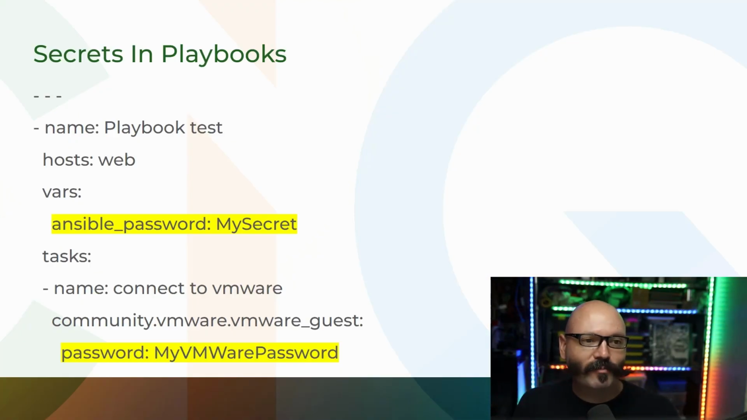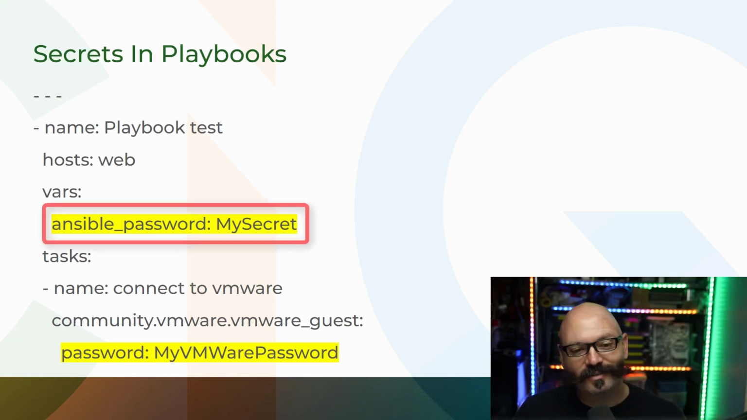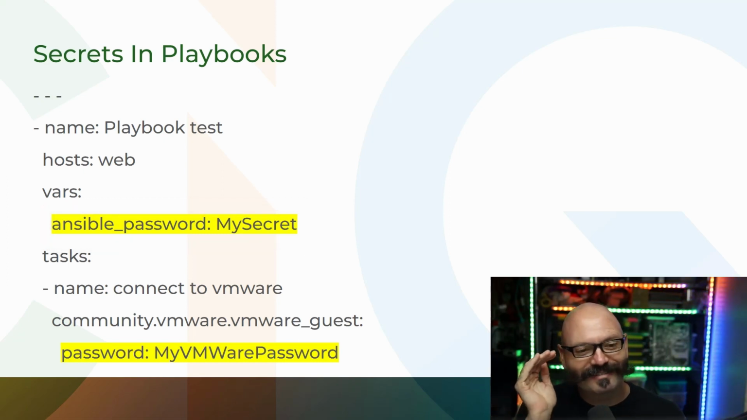So here's an example of using some secrets in a playbook. Here in the vars section, you can see I have ansible_password. That's a magic variable, and that is what password is going to be used when it's going to try and, for example, SSH into a remote host, right? A server or a piece of network equipment. It's going to try and SSH in, and I'm actually setting my secret here. You can see my secret is my secret.